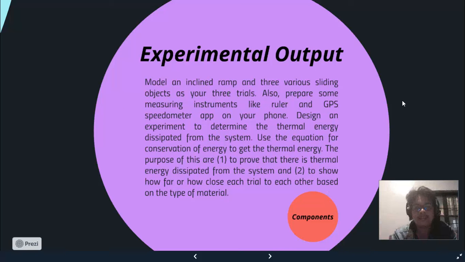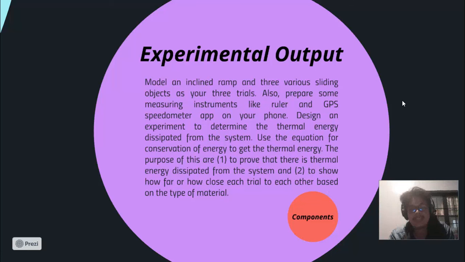The ruler is for measuring distance. A GPS speedometer app, meron yun sa mga app sa phone, para makuha yung bilis niya. Ilagay nyo lang siya doon, or maybe i-attach nyo yung phone sa inyong object. And then design an experiment to determine the thermal energy dissipated from the system.